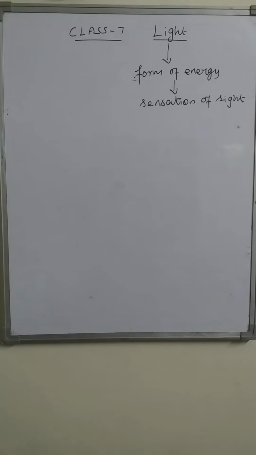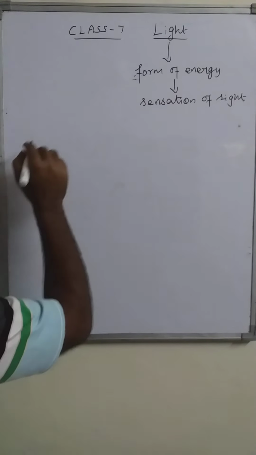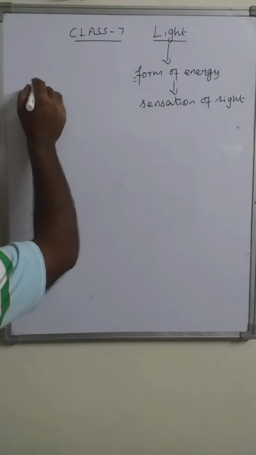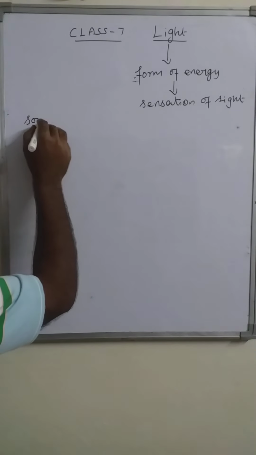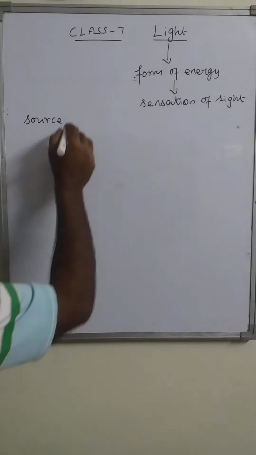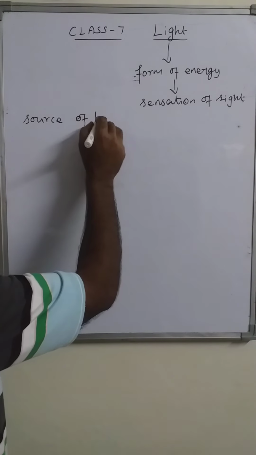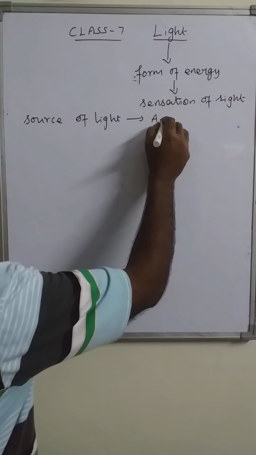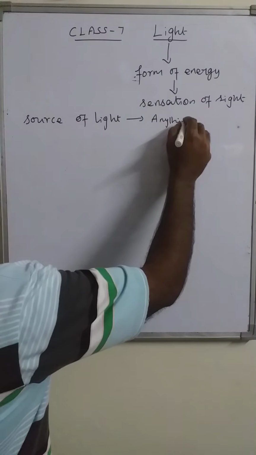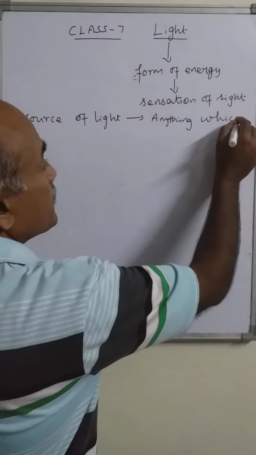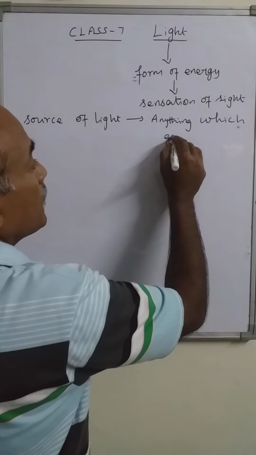And this light is given by a source. That means anything which gives out light is known as a source of light. Anything which gives out light.